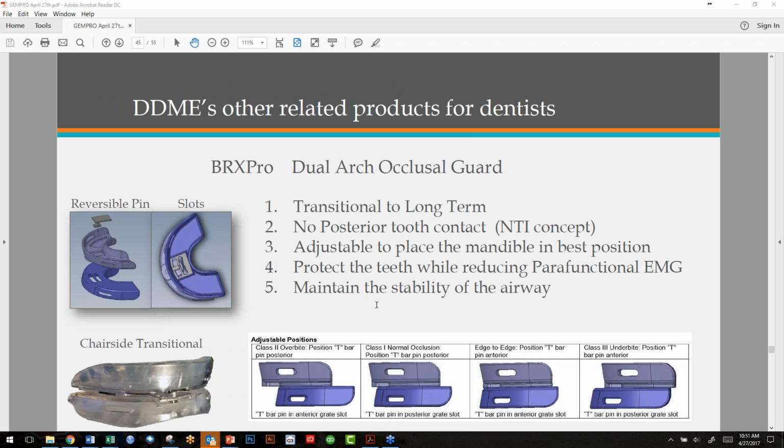Okay, final topic, the BRX Pro. The BRX Pro is a dual arch occlusal guard, and it's a transitional unit, meaning it's not a long-term solution. So just a real quick story.